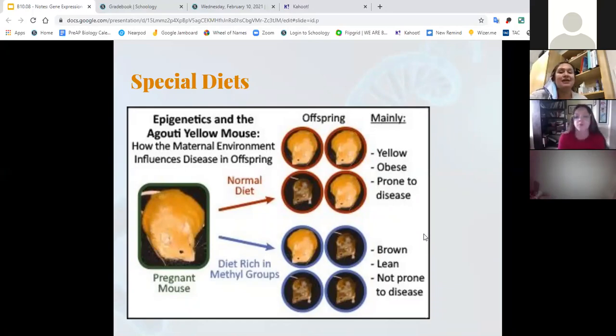So yes, diet is a type of environmental factor that can change your gene expression. That's why when women are pregnant, they want you to eat healthy and be healthy, because it is going to affect your offspring.